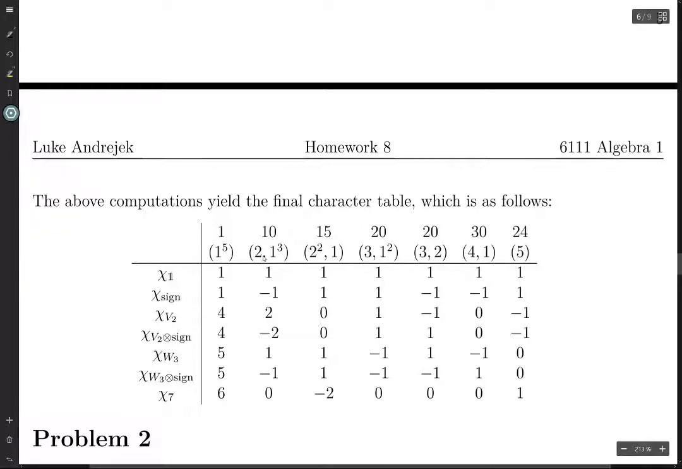So here, (2,1) to the 3 means that it contains a 2-cycle, and then they fix 3 elements. So it would be something like (1 2). And similarly here, (3,2) means this is a 3-cycle and a 2-cycle. Alright, so let's look at this and see which of these conjugacy classes could appear in S3 times S2.